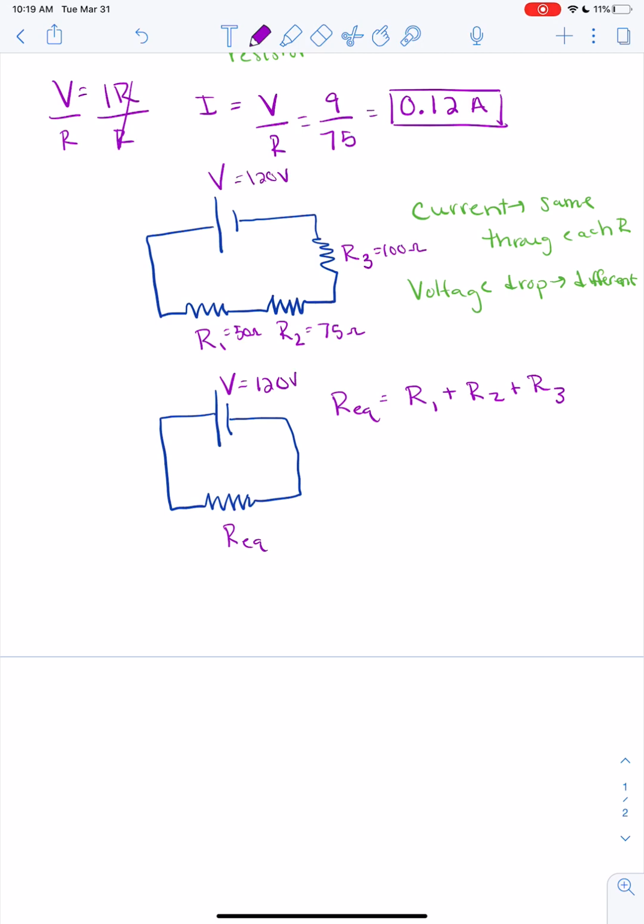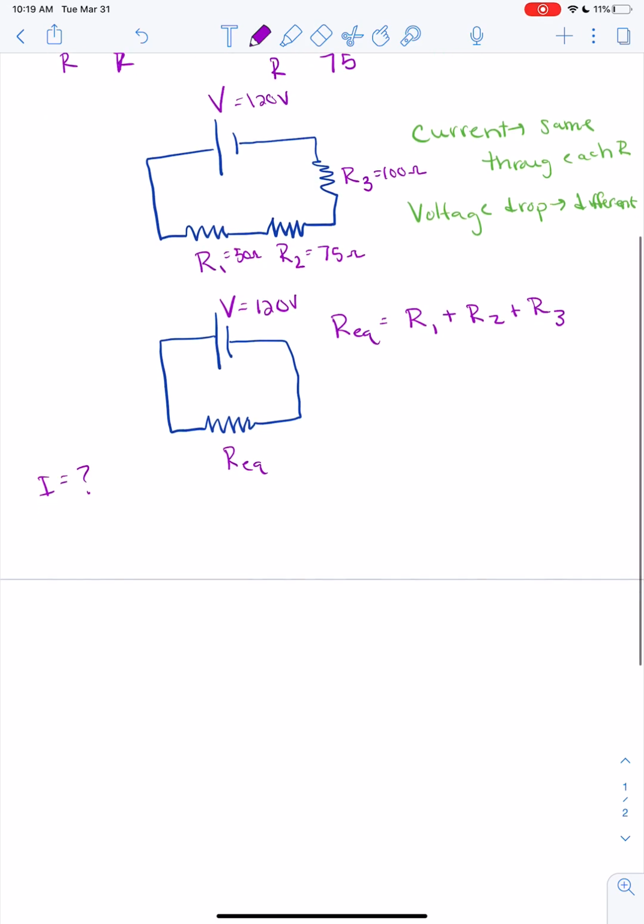I should keep my units. Okay, and if we're trying to find I, how do we do this? We're going to want to use that same equation, V equals IR, or as we found before, I equals V over R. But in this case, we're going to say V over R EQ. So the first thing we're going to have to do is calculate that R EQ.